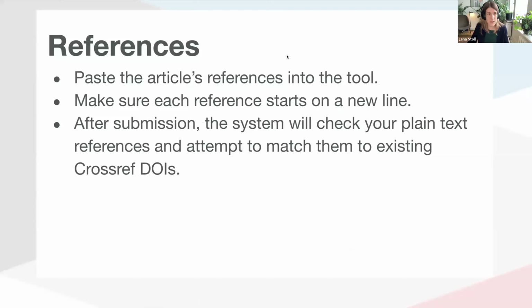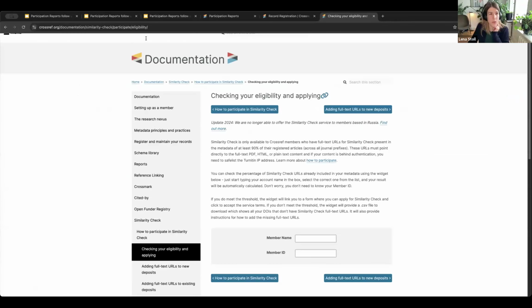So in order to participate in similarity check, you need to ensure that 90% of your content has similarity check full text URLs in the metadata, so that you are doing your part in participating and contributing content. So we have a tool. I can send you the link in a second, which you can also find by searching for similarity check eligibility.